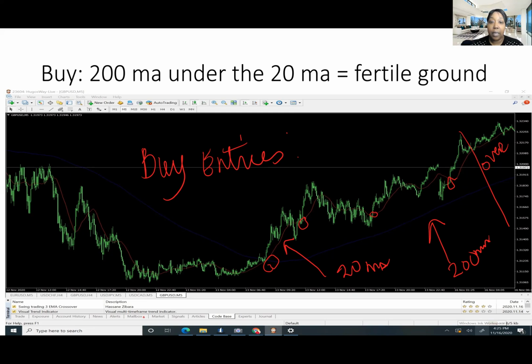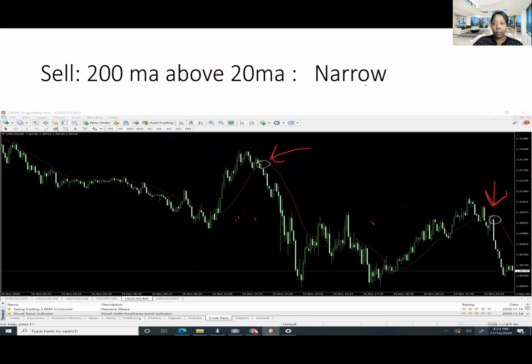So how does this work when it comes to selling? Selling is the same thing, just flip it, reverse it. The 200 moving average is above the 20, and then the candlesticks will be below the 20. You see what I'm saying? Not over here, but in front of it.